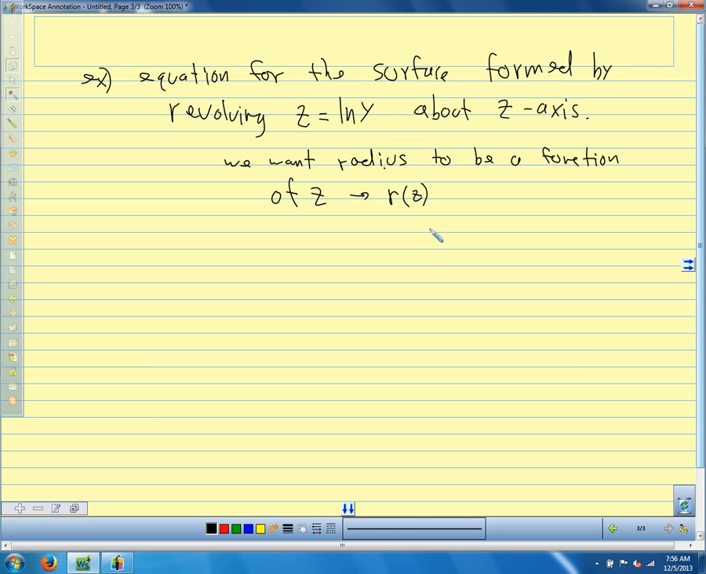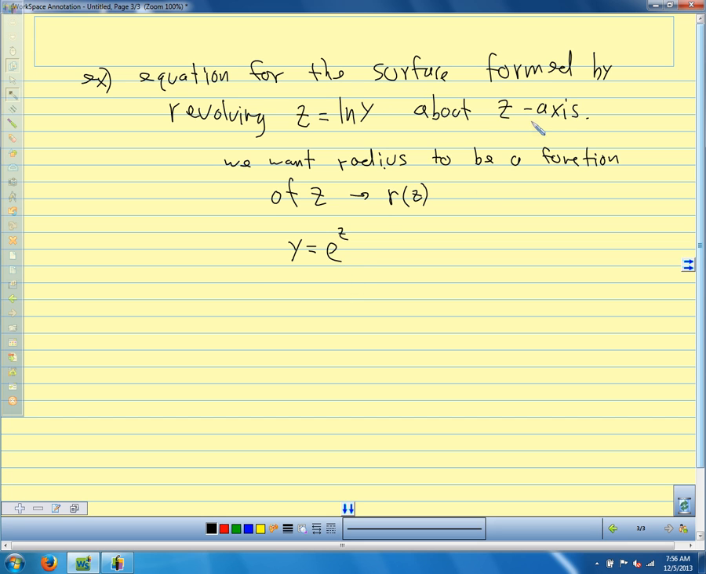So we're going to need some function y as a function of z, or x as a function of z, to get our generating curve. Can I do that somehow? Derek says no, it's impossible. I can exponentiate both sides. So if I exponentiate both sides, I get y equals e to the z. So there's y as a function of z.